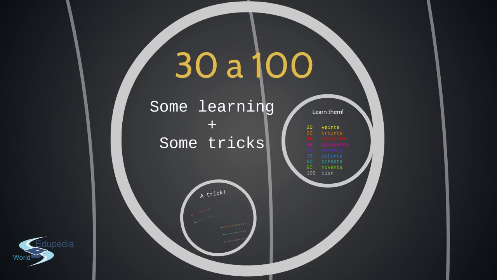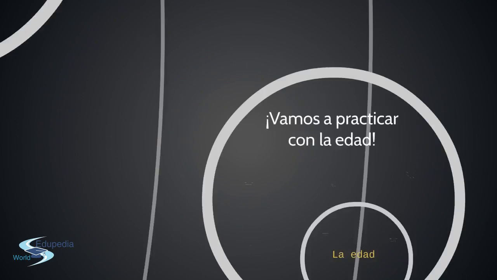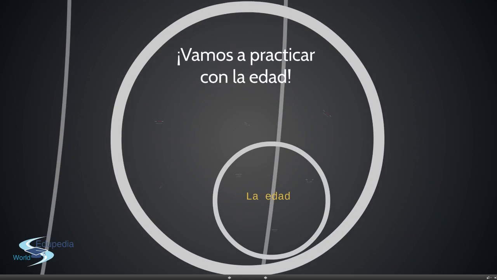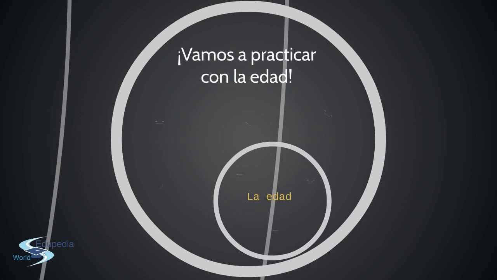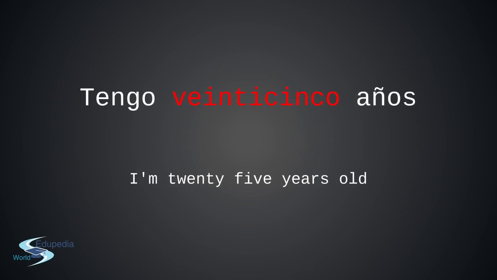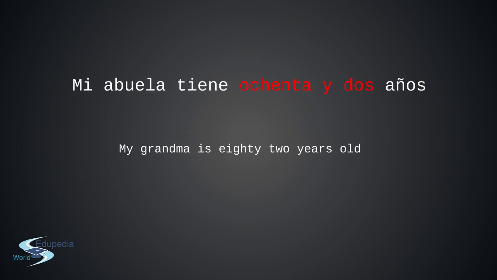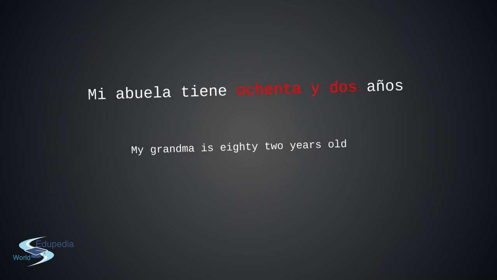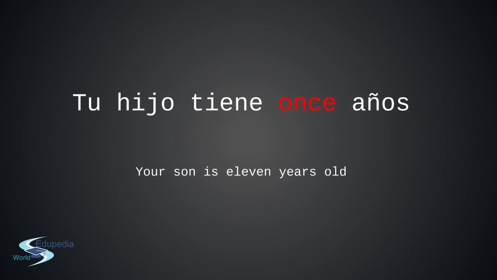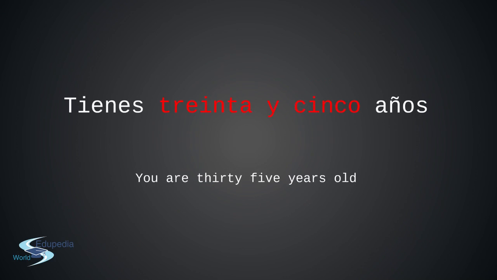So now that we know the basic numbers and how they are formed, let's practice with the age. Vamos a practicar con la edad. I would say, tengo 25 años. I'm 25 years old. Mi abuela tiene 82 años. My grandma is 82 years old. Tu hijo tiene 11 años. Your son is 11 years old. Tienes 35 años. You are 35 years old.